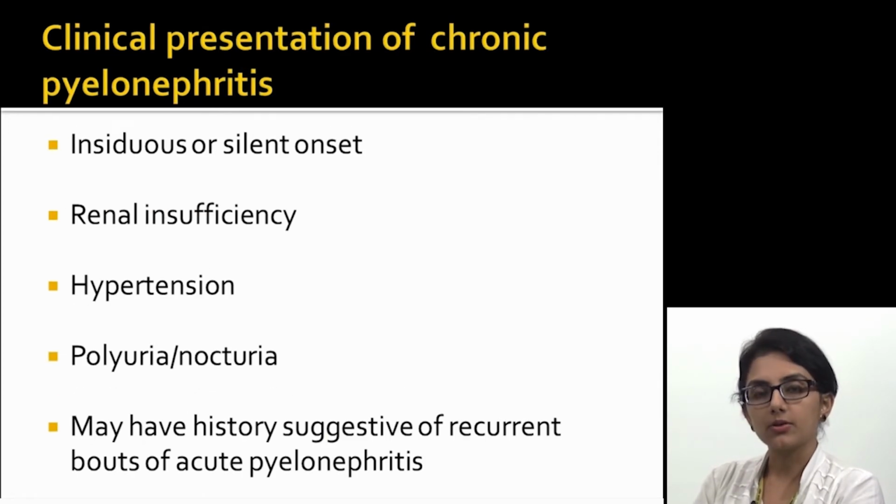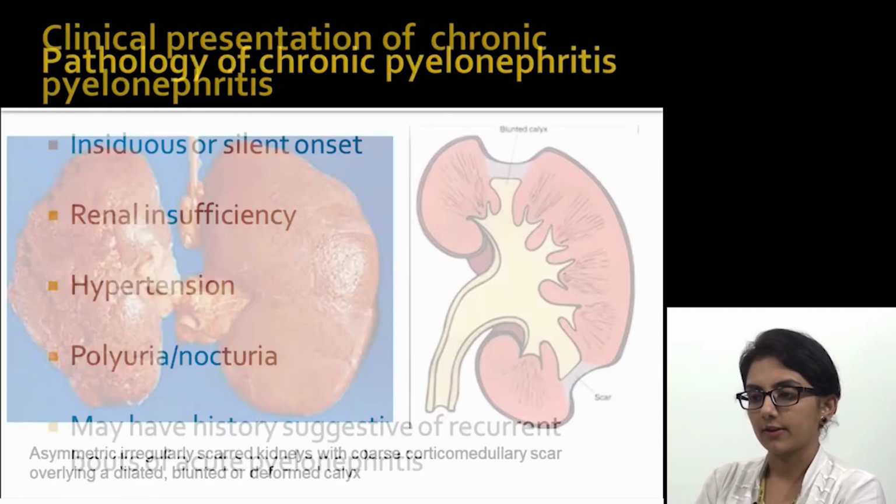So compared to acute pyelonephritis, chronic pyelonephritis would have a relatively insidious or even silent onset, where patients would present with features of renal insufficiency with hyperuremia, hypertension, polyuria, nocturia, and they may or may not give you a history of recurrent bouts of urinary tract infections or acute pyelonephritis.